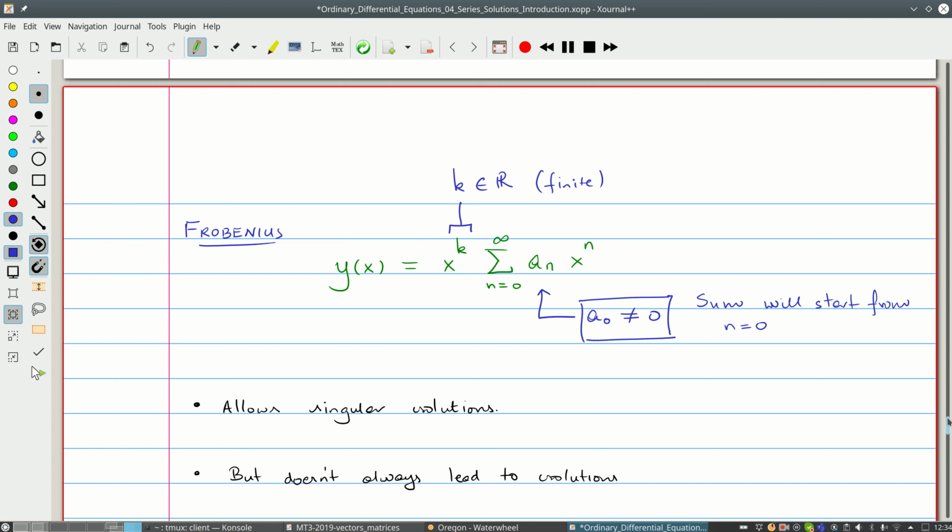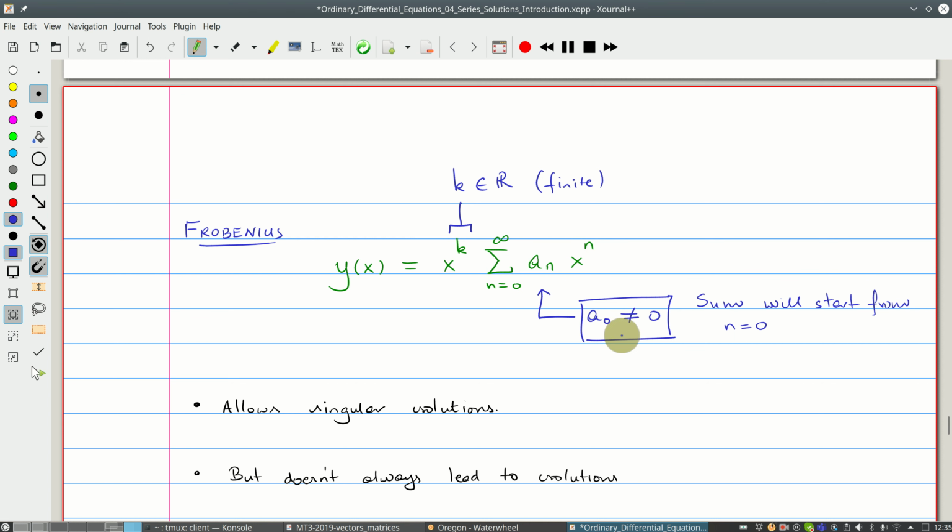So let's summarize what Frobenius lets us do. Our ansatz in the Frobenius technique is that y of x is a power series times x to the k. The x to the k term will let us describe things that are not describable by a Taylor expansion, and this includes singular terms. k could be a real number, it could be an integer, negative, positive, doesn't matter, but it's finite. Because we've introduced this x to the k, we've introduced a degree of freedom, and we have removed one degree of freedom from the power series expansion.